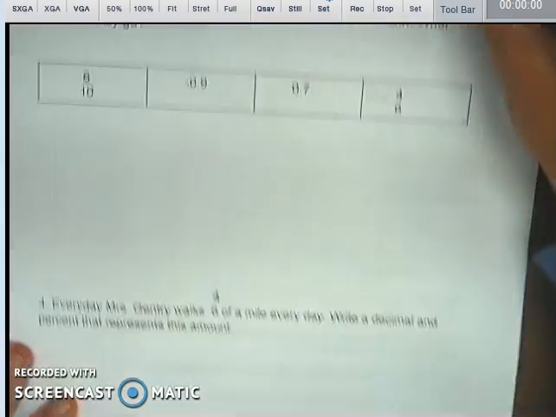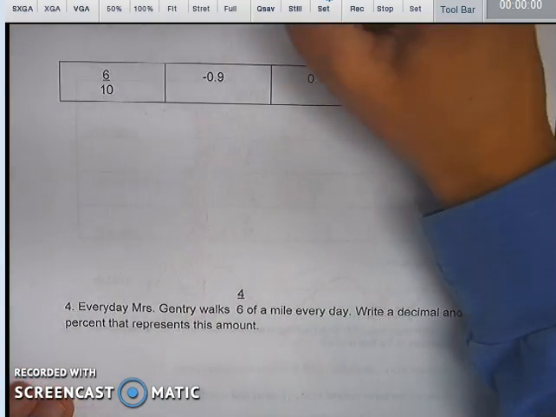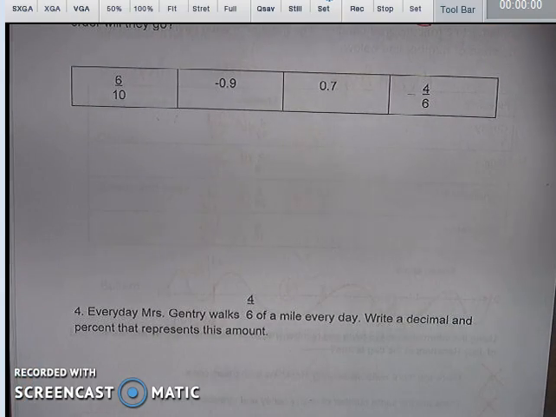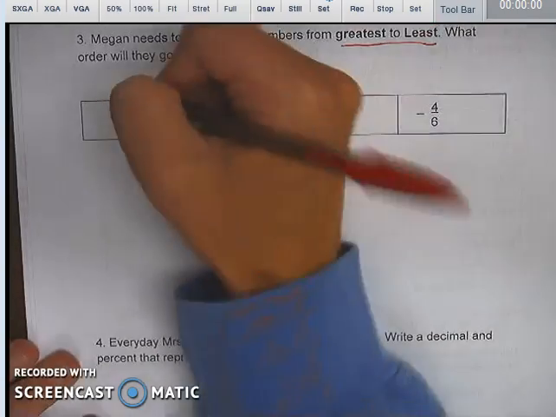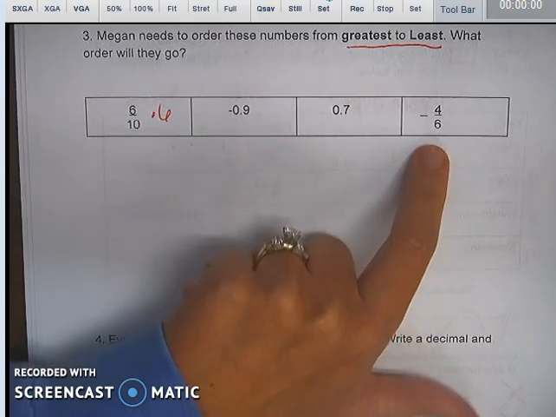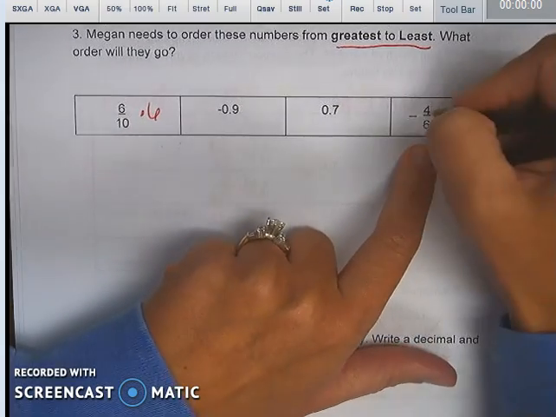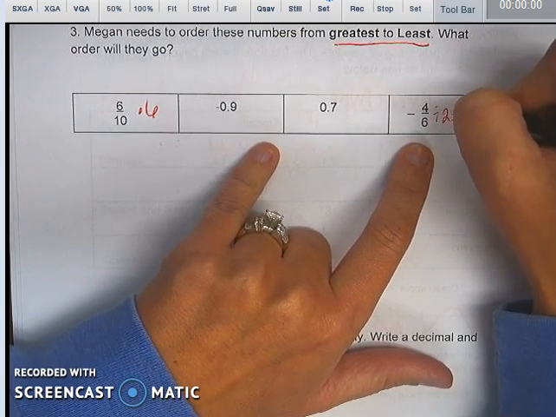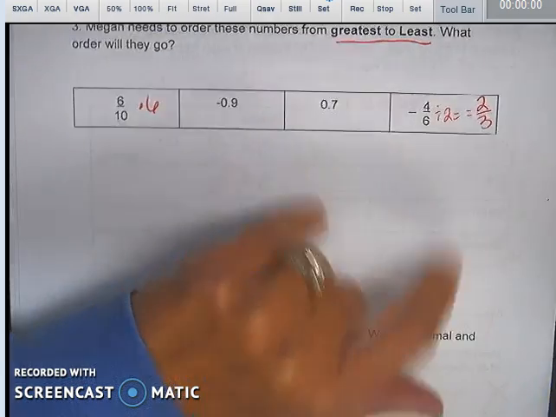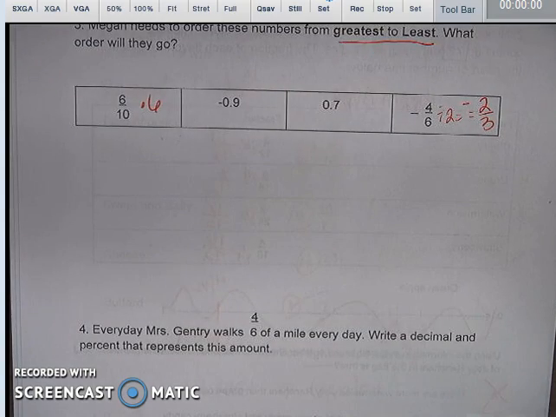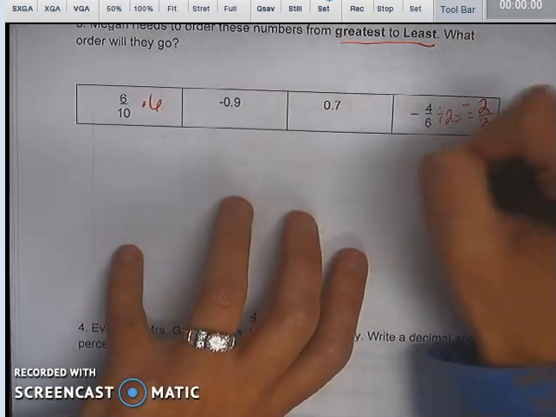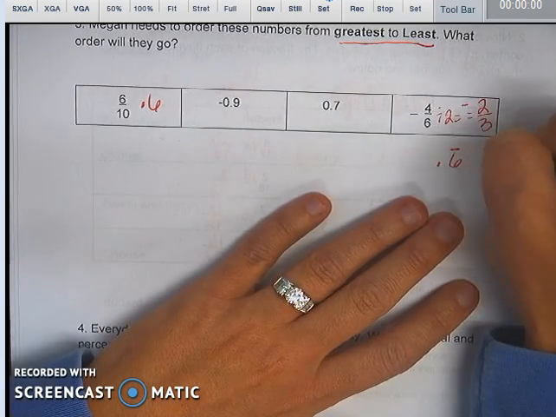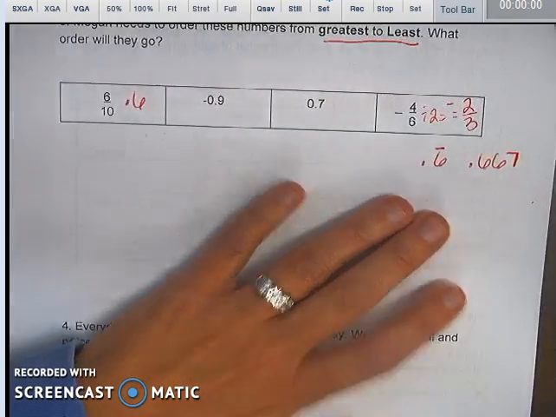Okay, it says Megan needs to order these numbers greatest to least. So that's big to small. What order will they go? All right, so 6/10, that's easy, 0.6. Negative 4/6. Okay, 4/6 simplified by 2 would be what? 2/3, so negative 2/3. Well, Miss Gentry has told you that you should memorize that. Okay, that is 0.6 repeating. Sometimes you can write it like 0.667 if you want to round it up.